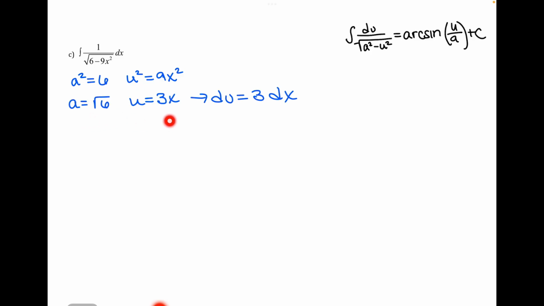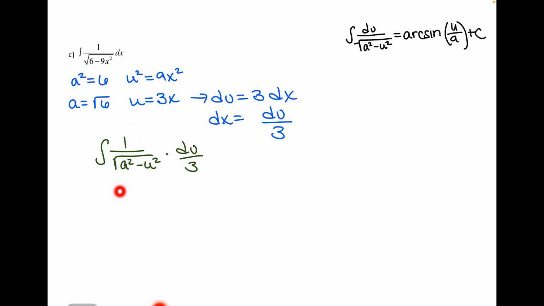Okay, so to get this to fit into my arc sine pattern, the a squared has to be the 6, and the u squared would be the 9x squared. So a is root 6, u is 3x. That means du is 3 dx. So this is the same as the integral of 1 divided by root a squared minus u squared times du divided by 3. Notice I replaced that dx with du divided by 3.